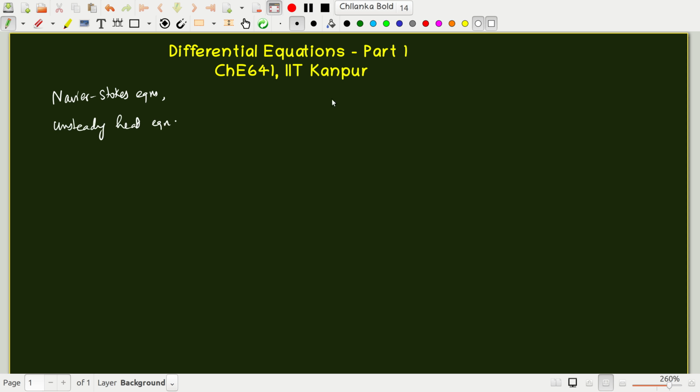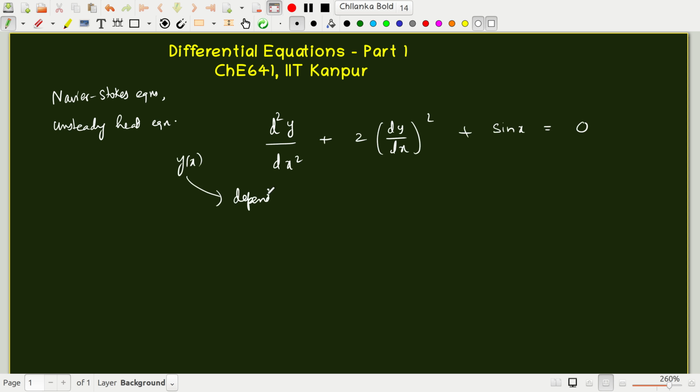Okay, so a differential equation is basically, in one of the simplest examples, a relation between the derivatives of the function and the function itself, perhaps, and some other known functions. Okay, so here y of x is called the dependent variable because that is the function which you are trying to solve, and x is called the independent variable.